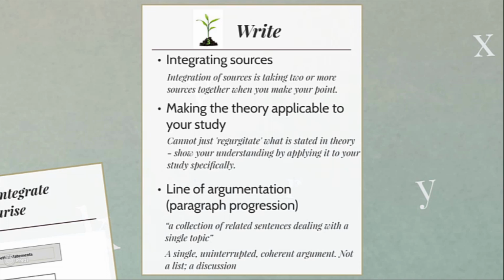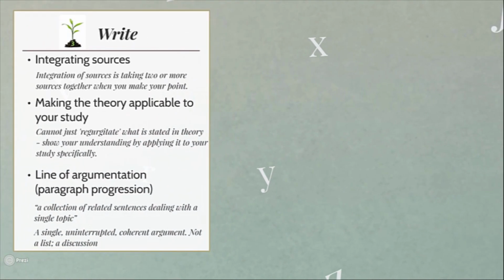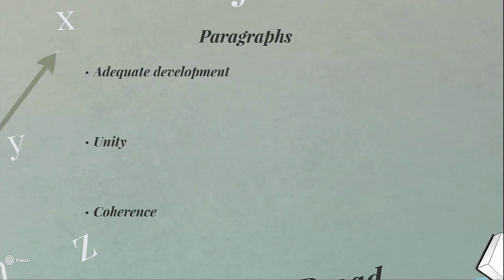paragraph. You should never have a list of facts in your literature review. You should have a coherent discussion. It's very important to note. So let's stand still on that for just a second and look at these paragraphs. First of all, I want us to talk about adequate development, then unity, and then coherence.